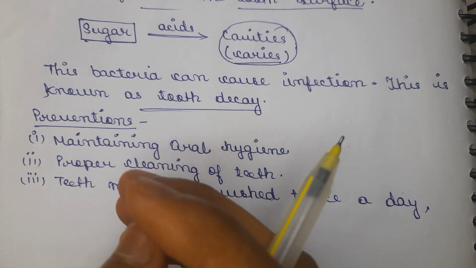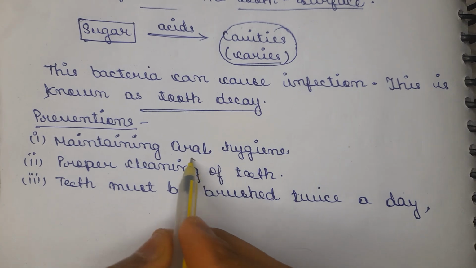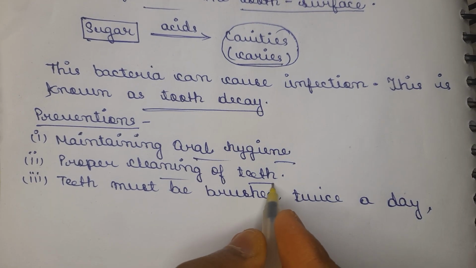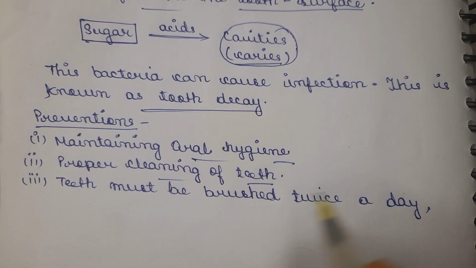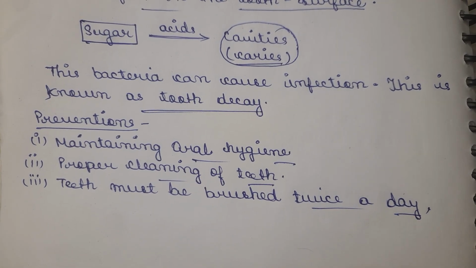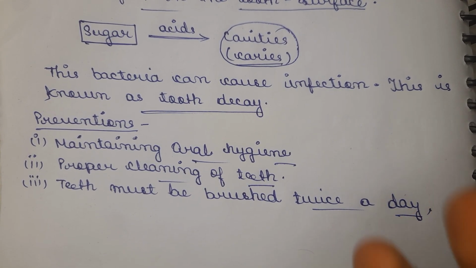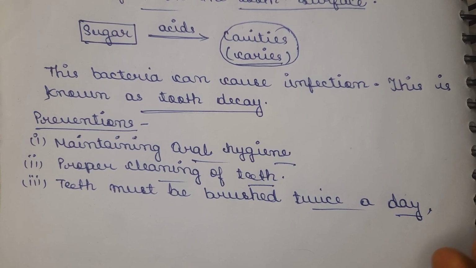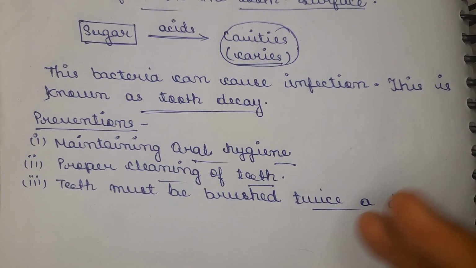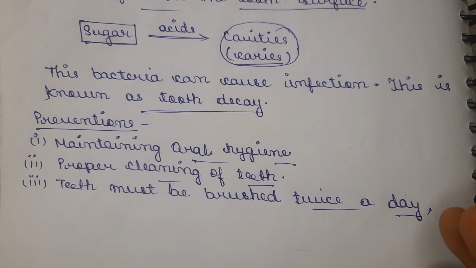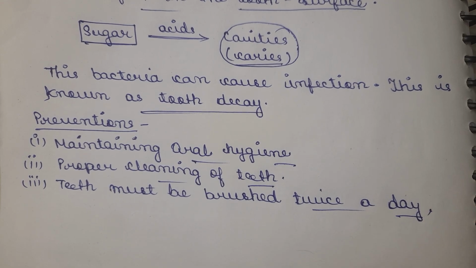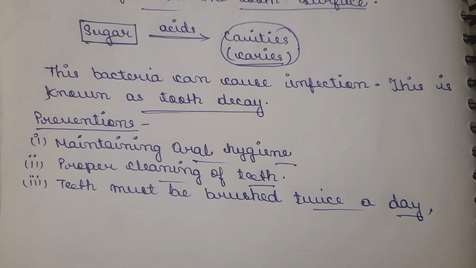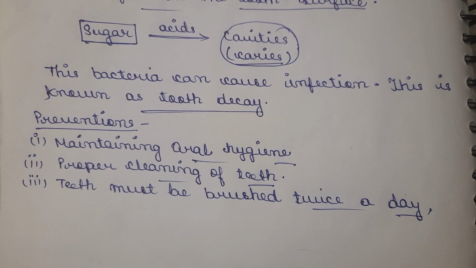So tooth decay can be prevented by maintaining oral hygiene, which includes proper cleaning of the teeth, and teeth must be brushed twice a day after meals by using the brush or the datun or dental floss. This way we can also prevent the plaque bacteria from building up on the upper layer of our tooth, and prevent damage of the pulp cavity from this type of bacteria.